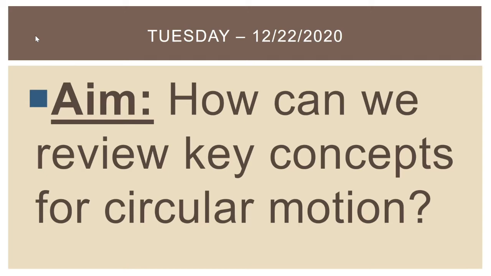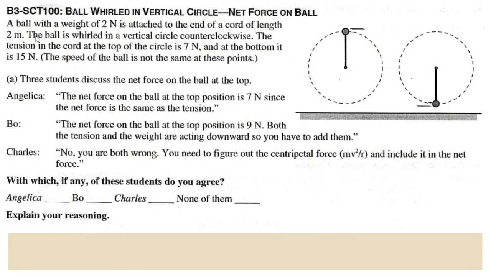So the first sheet we're going to start with is the conceptual sheet with the questions from the Tipler book. And the first question I want to look at is the first question on that sheet. This was B3 SCT 100. In this problem, there was a ball being whirled in a vertical circle, and we were asked to consider the forces acting on the ball.